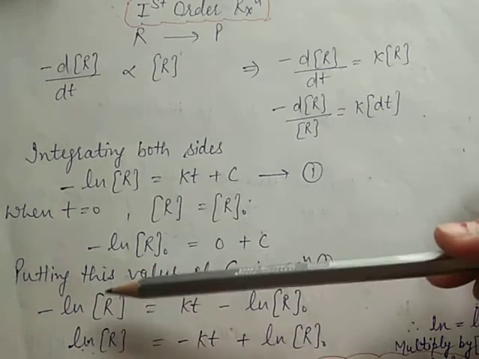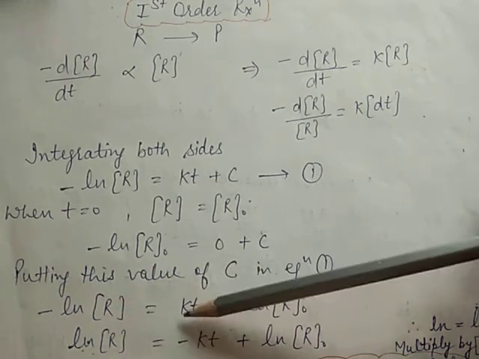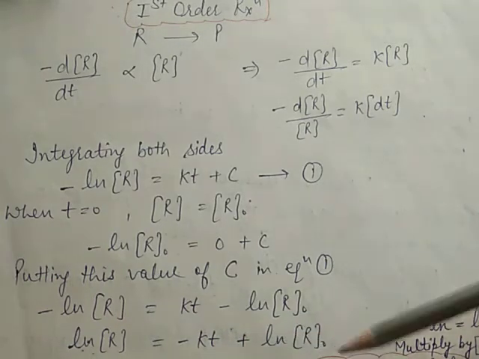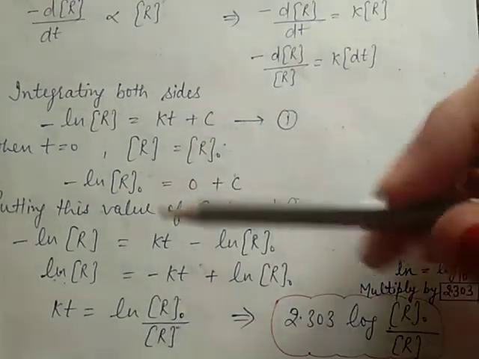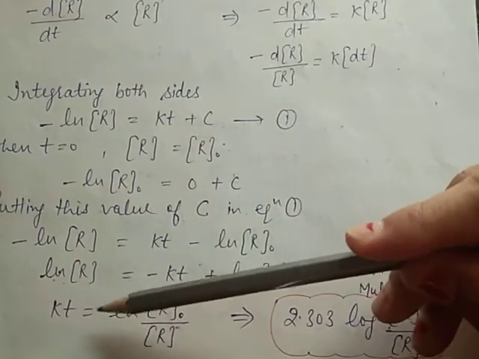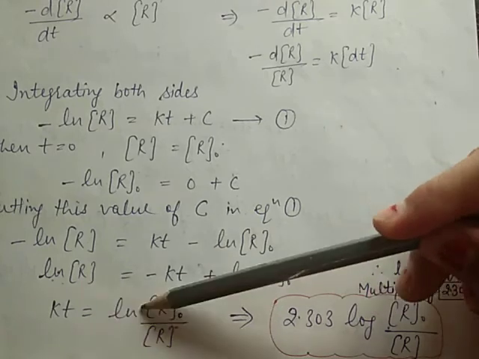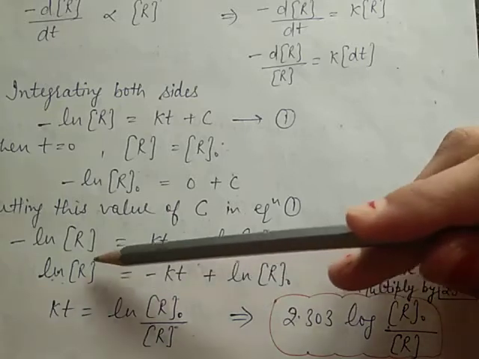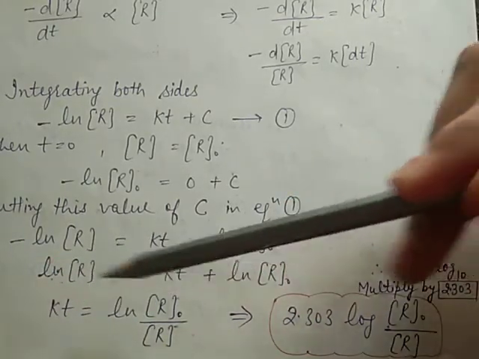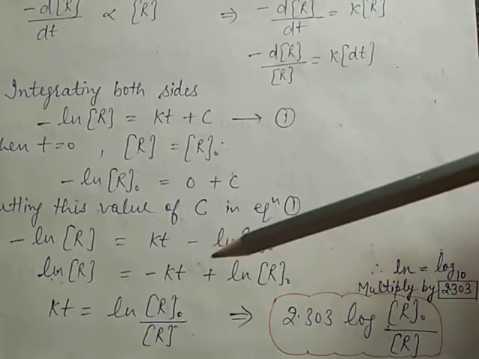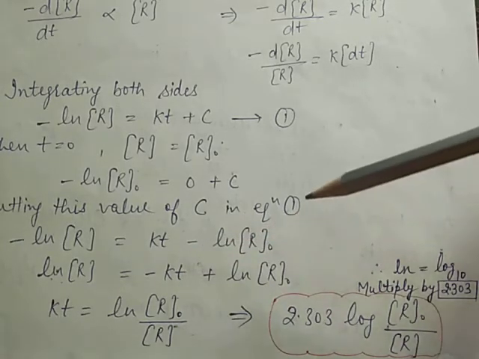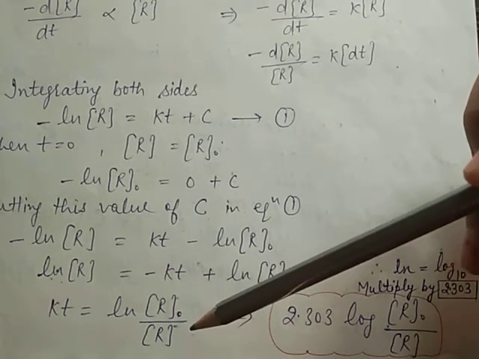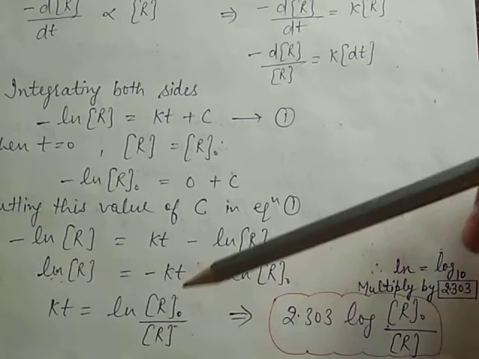Now the negative sign goes to this side: minus kt plus ln R naught. Here we find out kt. Kt is equal to ln R naught by R, because this goes to this side having a minus sign, and ln a minus ln b is equal to ln a by b. So this one is ln R naught by R. Negative negative is positive.